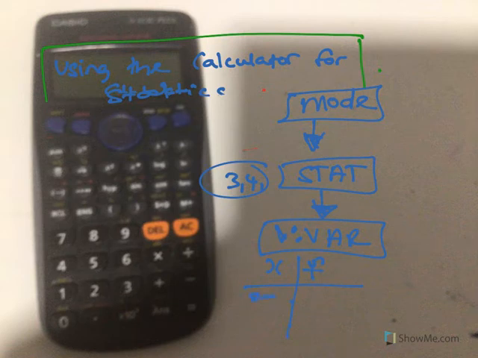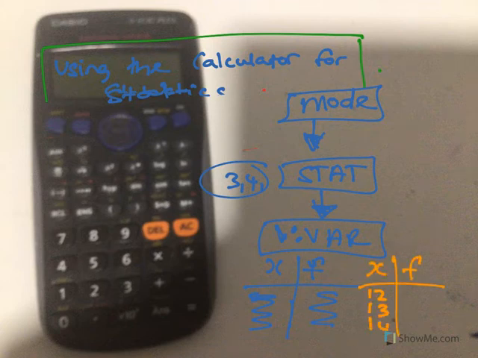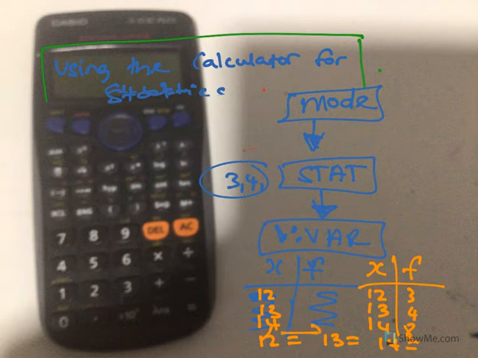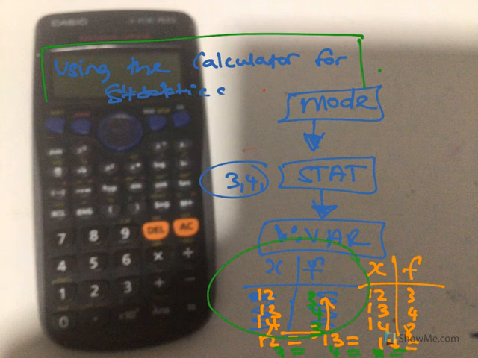So your scores go down here, and your frequency goes here. So if you've got your X and F, and this was 12, 13, 14, with frequencies 3, 4, and 8, you press 12 equals, and the 12 should pop up there, 13 equals, 14 equals, and that'll pop up there. Scroll across and scroll up to the top again, and then you press 3 equals, 4 equals, and 8 equals. And so you've got that in your calculator now stored.